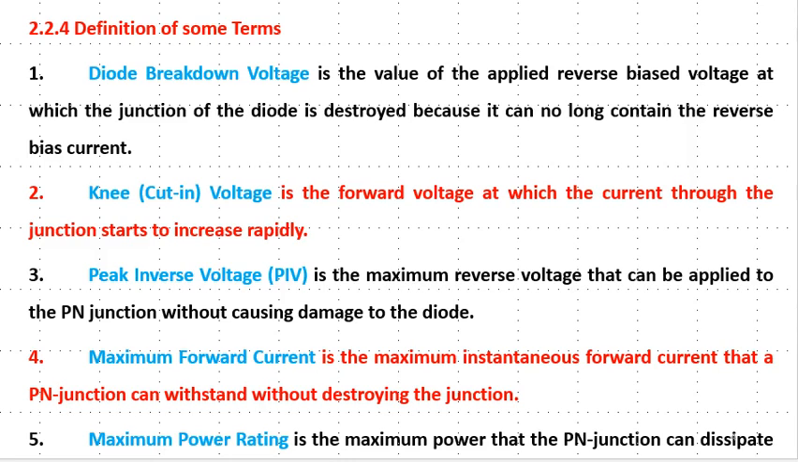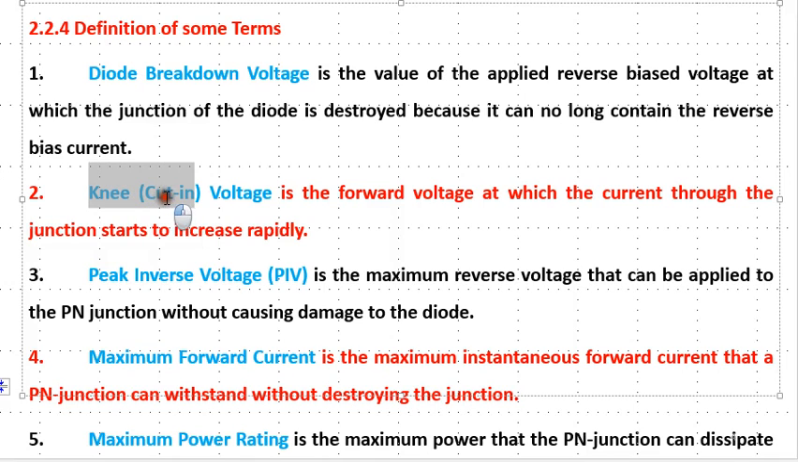If we understand this, we now come and define some important terms in respect to the PN junction diode. The first thing is what we call diode breakdown voltage. What is the breakdown voltage? This is the value of the reverse voltage applied to a reverse-biased diode at which the junction of the diode is destroyed. That is, the current continues to flow without any increase in the voltage. That is what they call the diode breakdown voltage.